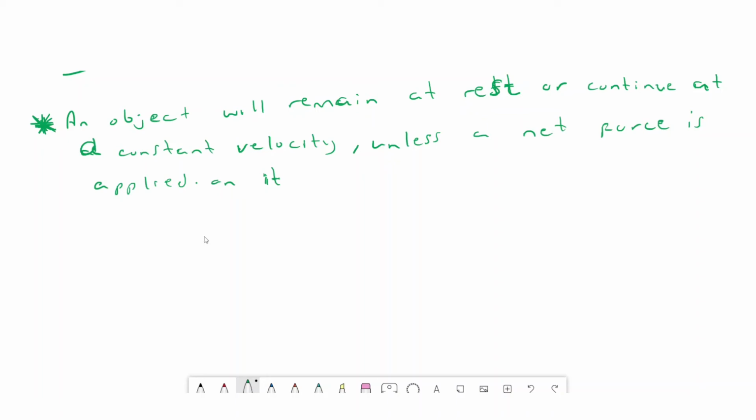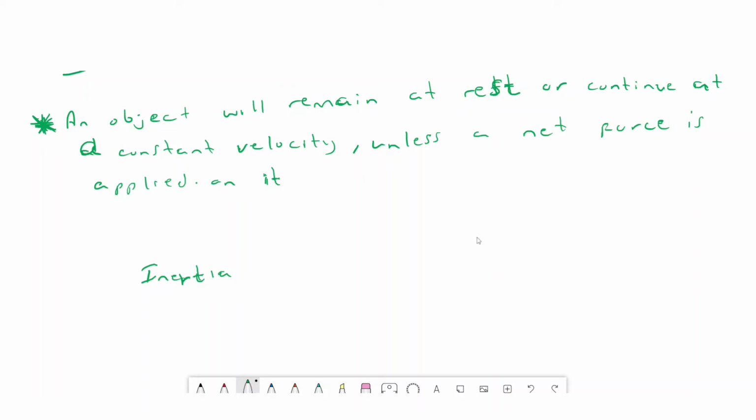Now this Newton's law introduces us to something that we call inertia. What inertia actually is, is the tendency of an object to resist change. So it is this thing that happens in nature. It's a natural phenomenon. What happens in nature is that objects don't want to be disturbed, so they would rather remain at rest, or they would rather continue at a constant velocity.